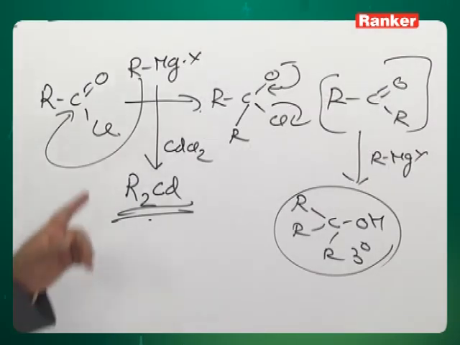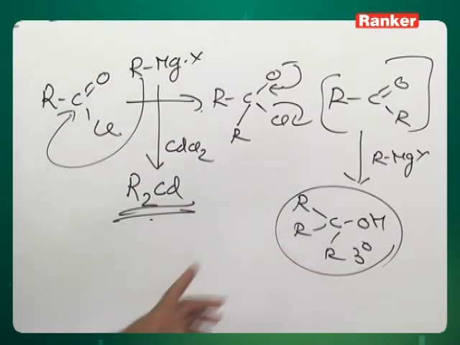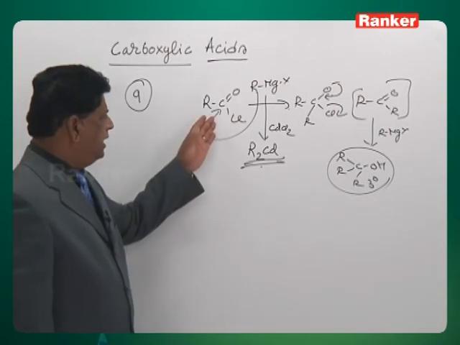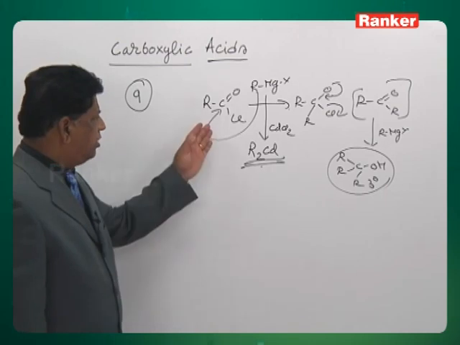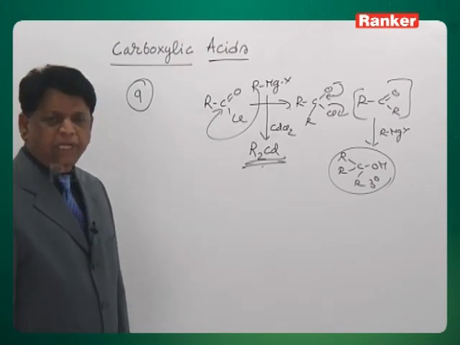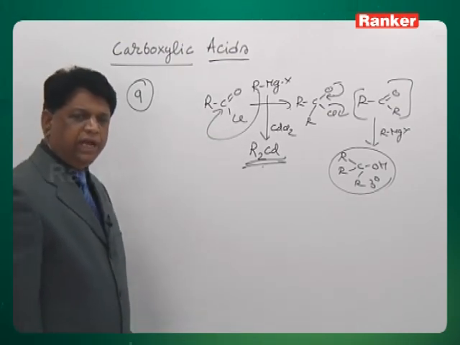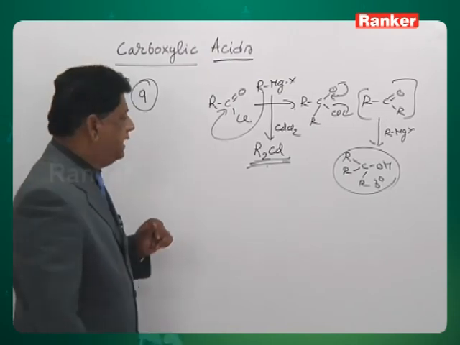And if you add excess RMgX, as I said, tertiary compounds are formed. Lithium aluminum hydride will give primary alcohols. RSH, this is like an alcohol also, esterification takes place and thioesters are formed. So the right answer is A.